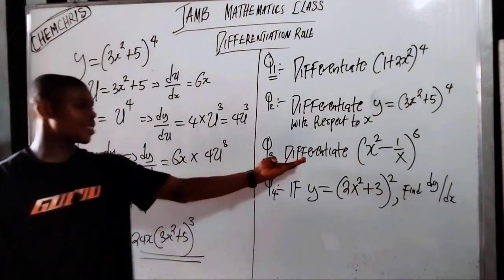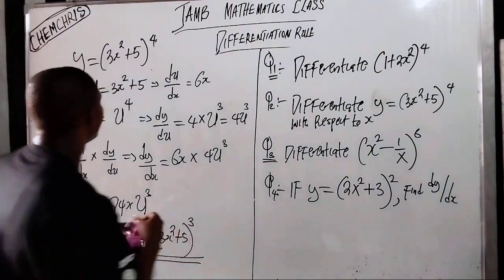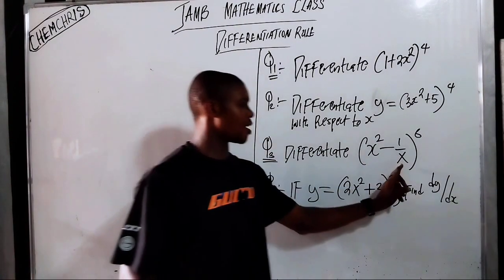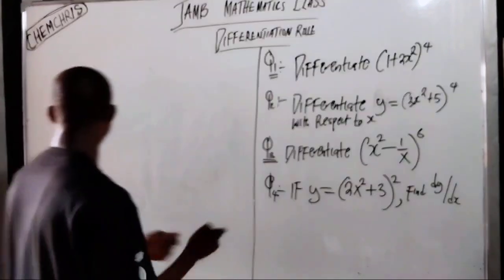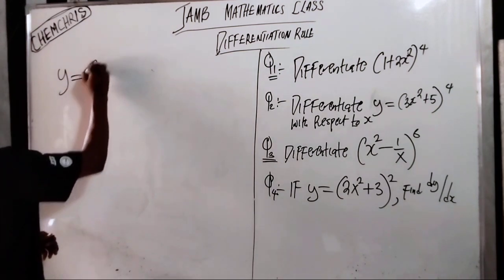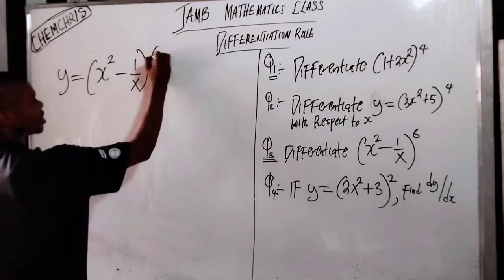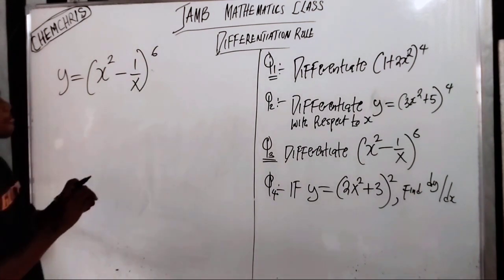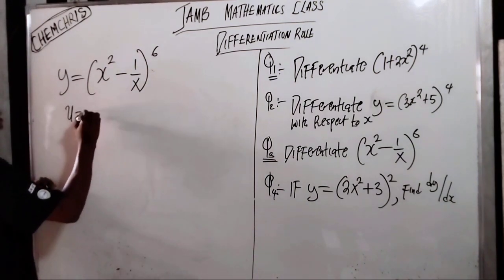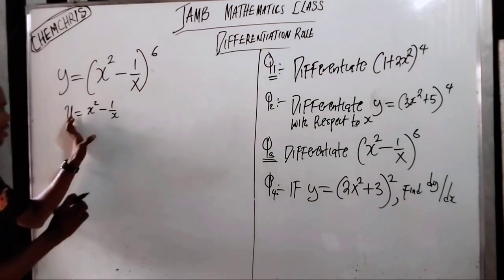So look at this one here. Number 3. Let's look at number 3. If you look at number 3 here, you have y equals (x squared minus 1 over x) all raised to the power 6, right? So in order for us to do this, we have to say u equals x squared minus 1 over x. Do you understand? So we have to differentiate separately here.